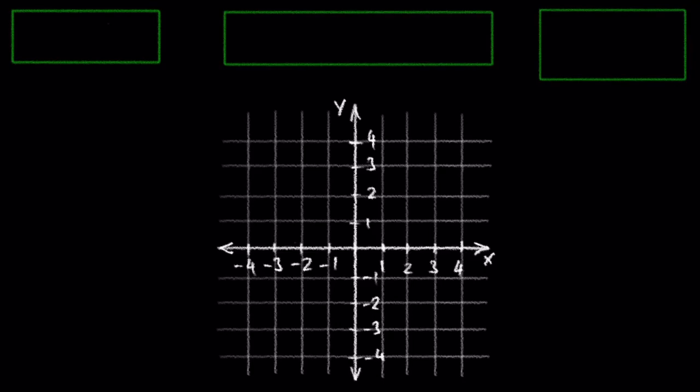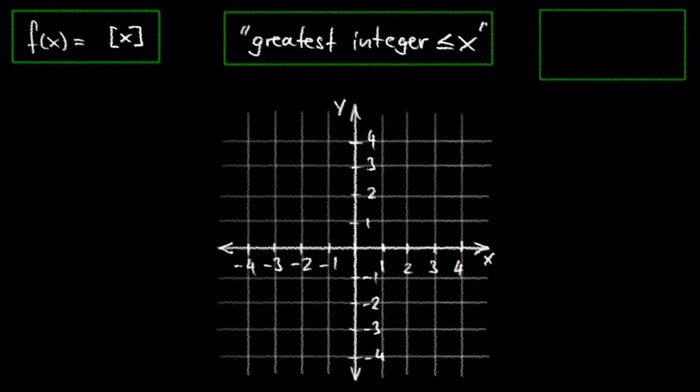Have you ever heard of the greatest integer function? f(x) equals the greatest integer less than or equal to x. The greatest integer function takes as input a real number x and gives as output the greatest integer less than or equal to x.